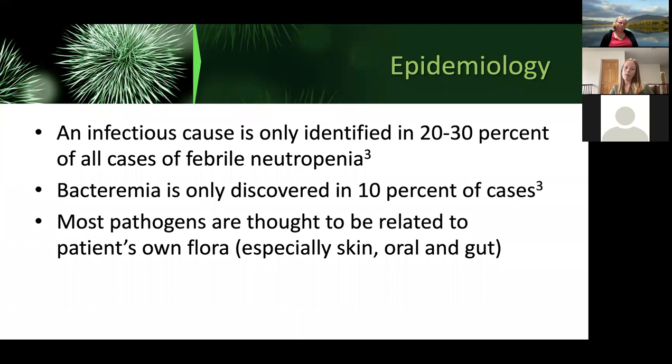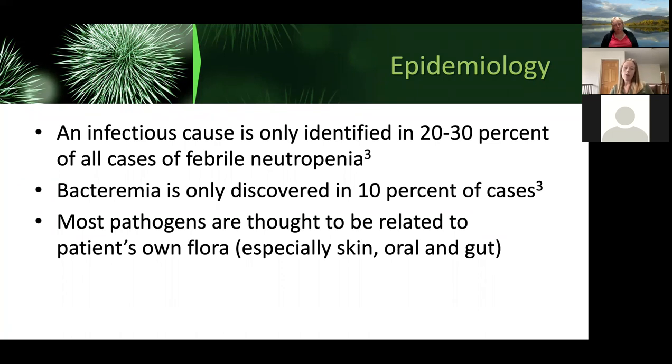So the one really important thing to know is that all of the evidence related to pathogens is somewhat limited by the fact that an infectious cause is only identified in about 20 to 30% of all cases of febrile neutropenia, and a bacteremia is only discovered in about 10% of cases. So all the studies that look at the epidemiology, trying to discover where the source of infection is limited by the fact that the vast majority of cases will have no localizing source of infection, and their microbiology results in terms of blood and urine cultures will likely be negative. So this is our best guess based on the results that we do have back of people that are bacteremic or have an identifiable source of infection on clinical exam.